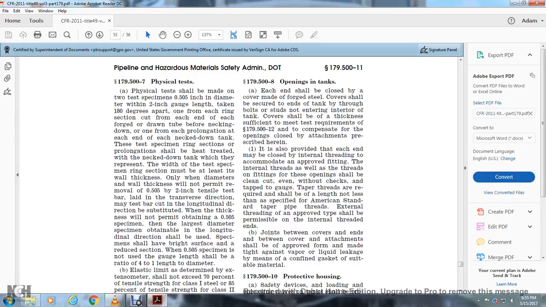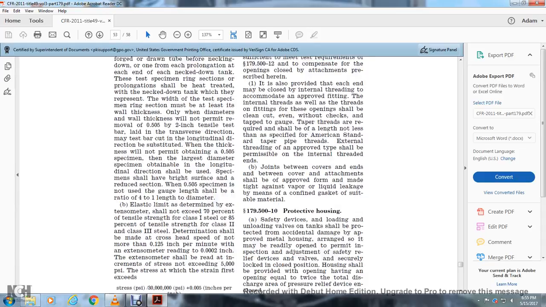It is also provided that each of the ends may be closed with internal threading, accommodating the fitting with internal threads as well. The threads on the fitting of the opening shall be clean cut and even, checked with the gauge for the tapered threads. The threads required shall be of length not less than the specified American standard taper type threads. External threading is an improved type and shall not be permissible. The internal thread and its joints between the cover and attachments shall be approved and made tight against vapor or liquid leakage by means of a confined gasket of suitable material.